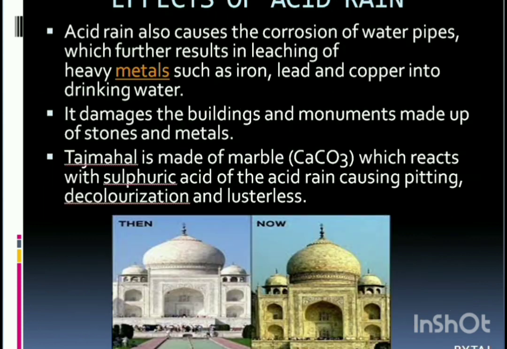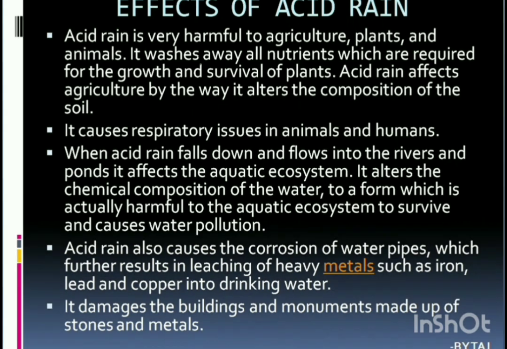So effects of the acid rain. Acid rain is very harmful to agriculture, plants and animals. It washes away all nutrients which are required for the growth and survival of the plants. Acid rain affects agriculture by altering the composition of the soil. It causes respiratory issues in animals and humans. In humans and animals also it will cause respiratory issues.